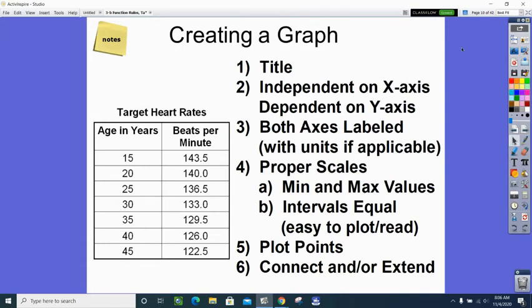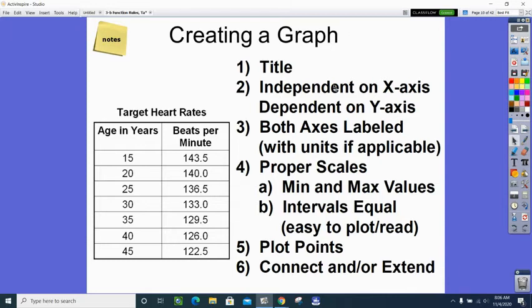So in creating a graph, this is probably the most important slide today. This is what you need to have on a good real-world graph. And the first thing is a title. A title gives you an idea of what the information is in the graph. And oftentimes, if I give you a graph without a title, you have no idea what the data is you're looking at. And as important as it is, it's the most missed thing. So please remember to start by putting the title there so you don't forget.